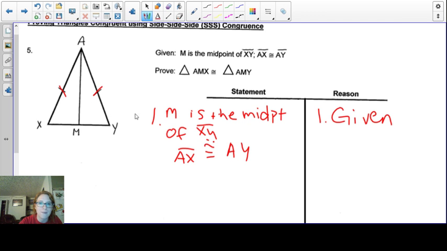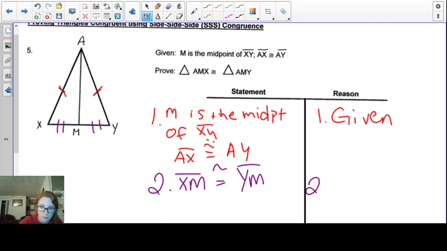Awesome. But what does that word midpoint mean? Well, midpoint means it cuts something in half. It's in the middle. So here's my ruler of 0 to 12 inches. Dead center in the middle is 6 inches because it's half of it, and this half has to be 6 inches, and this half has to be 6 inches. So that means that XM has to be congruent to YM. Why? Definition of midpoint.